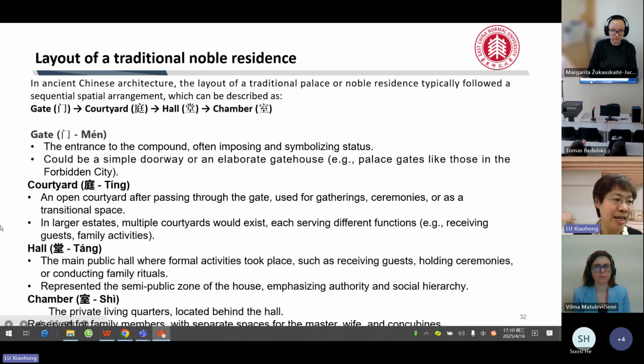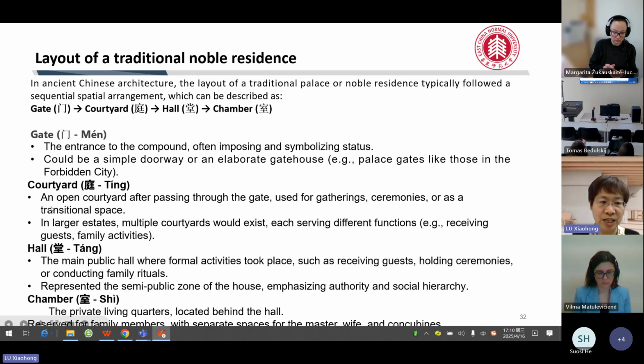The layout of a traditional noble residence usually follows this order. First, the gate. You enter the gate, then you go into the courtyard, and then you go to the hall. The hall is the most important building. Then when you go inside, you go into the chamber, the room. The gate is the entrance to the compound, and it is often imposing, symbolizing status. A gate can be a simple gateway or doorway, or it can be an elaborate gatehouse.